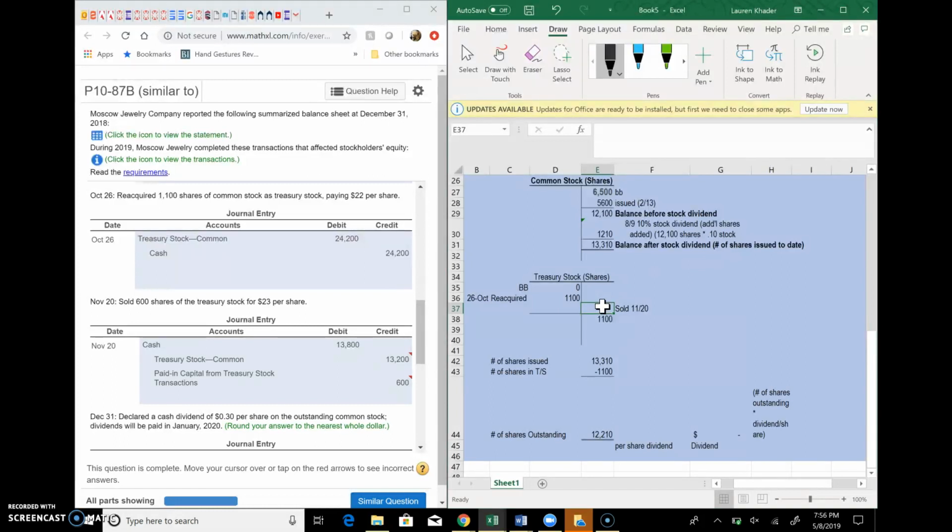At November 20th, now they're going to sell an additional 600 of those shares. So we're going to credit the treasury stock account for those 600 shares. And now the treasury stock balance is going to go from 1,100 shares to 500 shares.